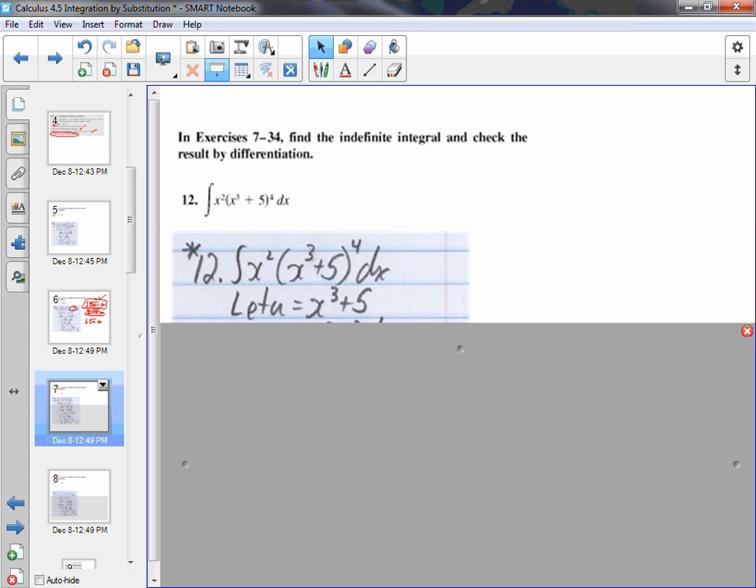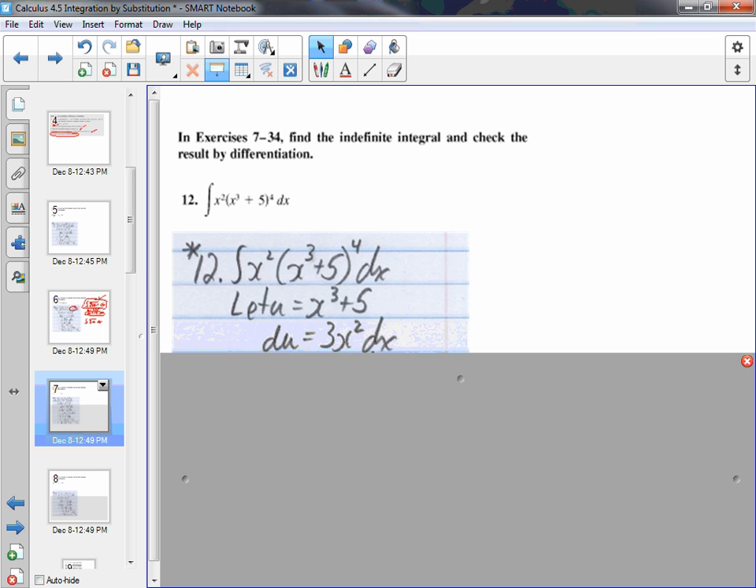Now I compute du. So what does du equal? 3x squared dx. So this is the question y'all were just asking. What if it's different by a constant? Yeah, multiply both sides by 1/3.